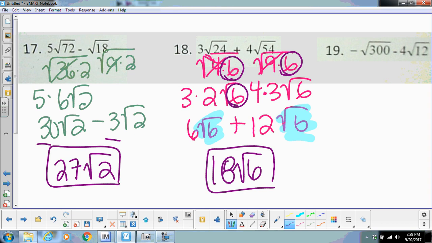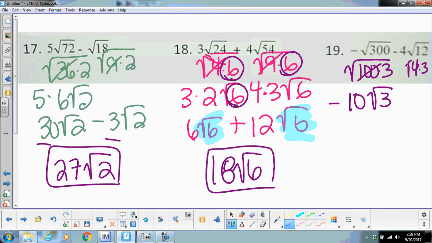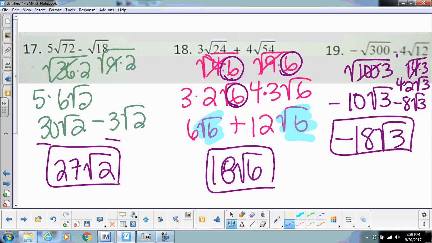All right, 300 is going to be 100 times 3. Factor out a 10. There is a negative in front there, so it's going to be a -10 radical 3. 12 is going to be 4 and 3. Square root of 4 is 2. Times that 4 is a -8 radical 3 because of the minus sign, making your final answer -18 radical 3.